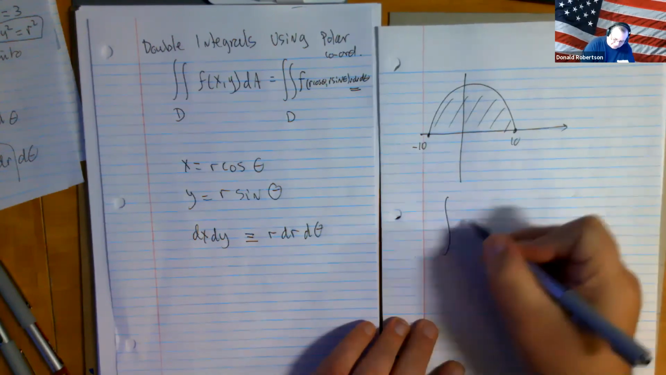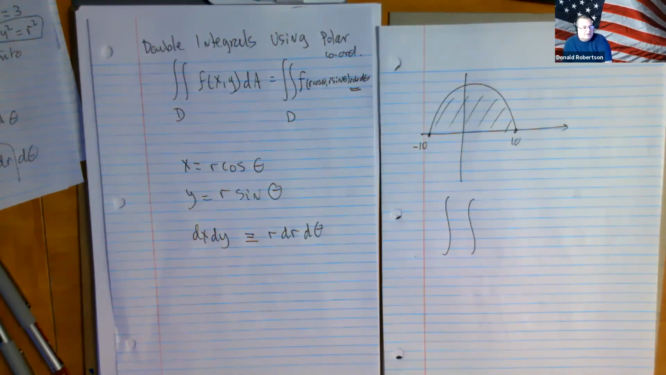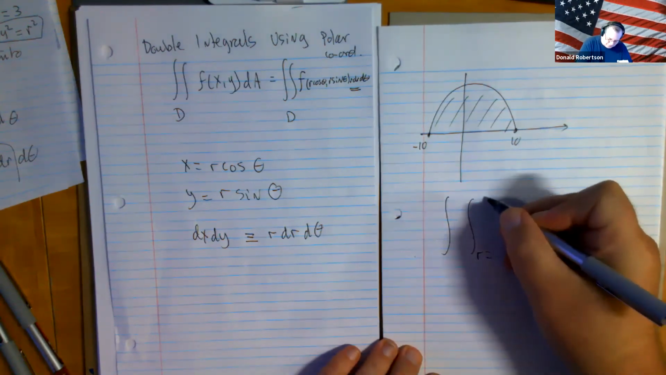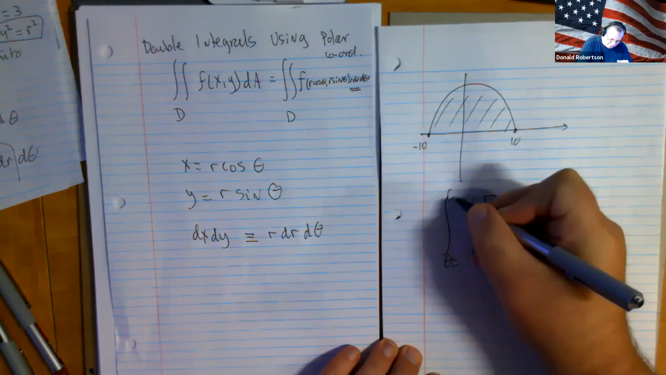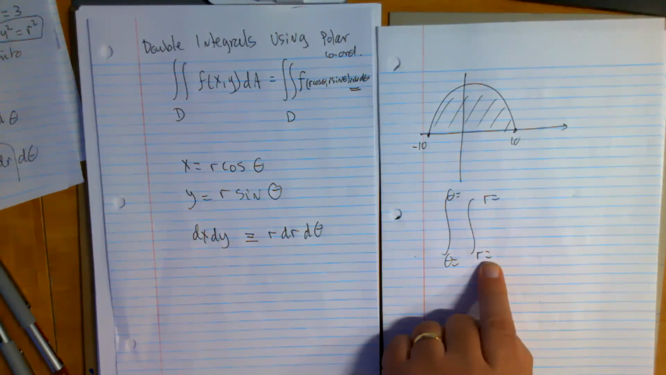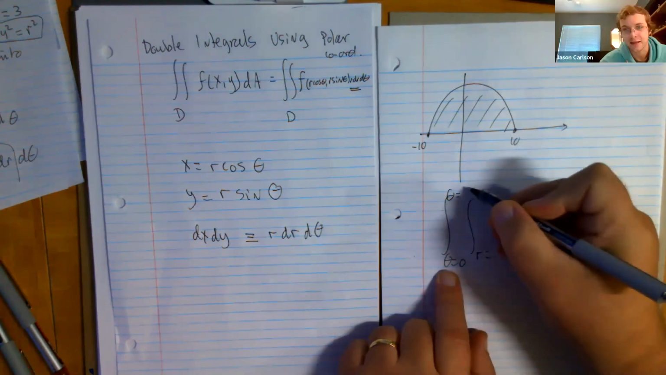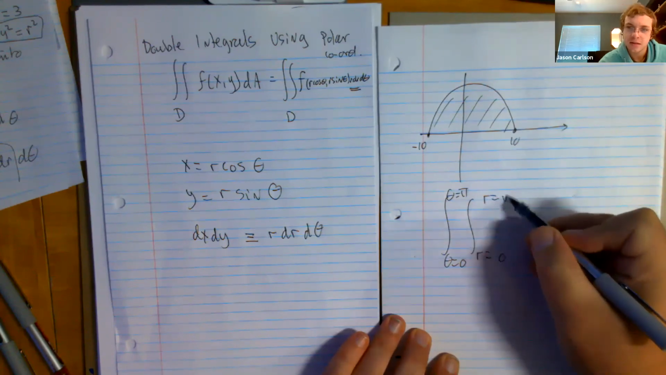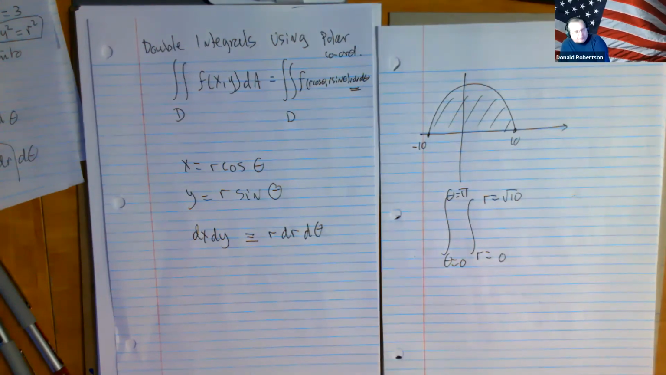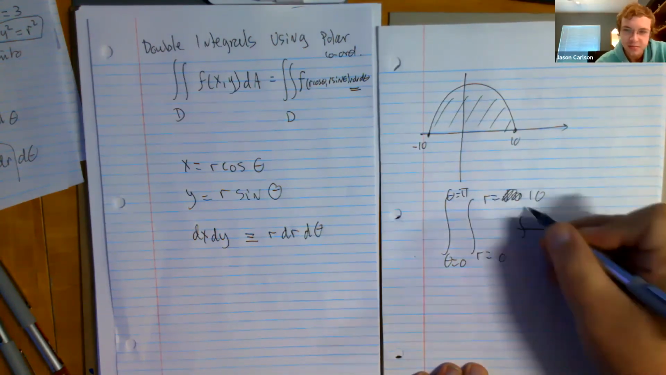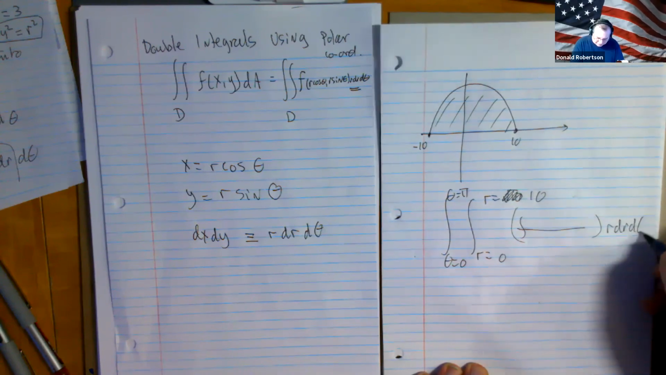Suppose that's D. Set it up for me. Okay. Set it up for me now. Theta is 0 to pi, and then r is 0 to square root of 10. Is it square root of 10, or is it just 10? No, it's just 10. And then who cares where that is? You can figure that out later. dr d theta.